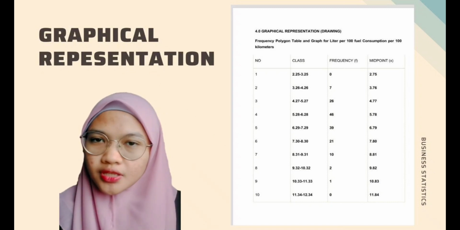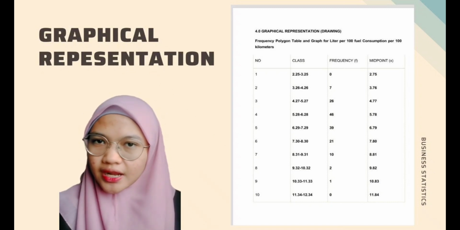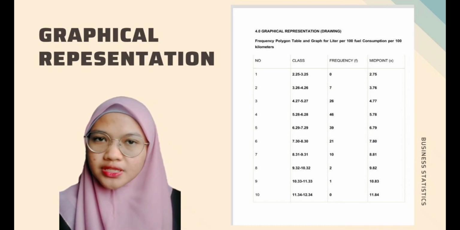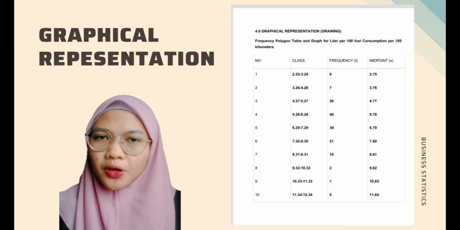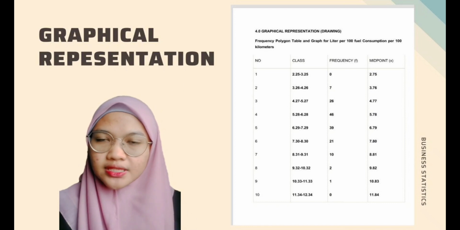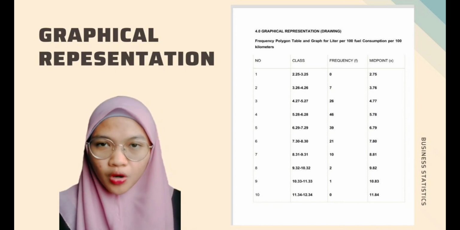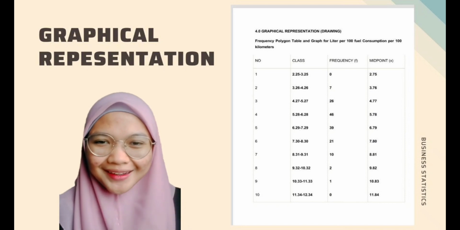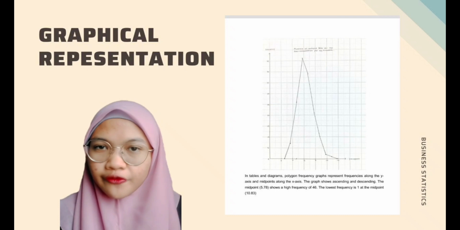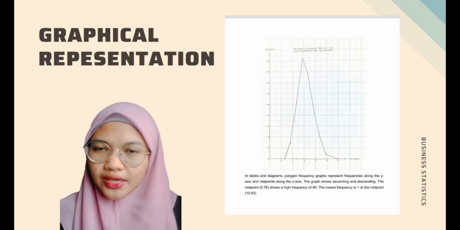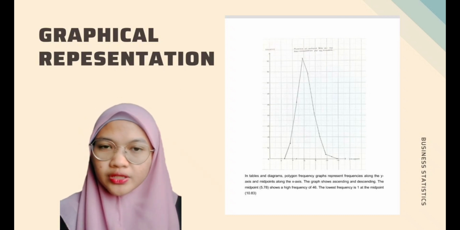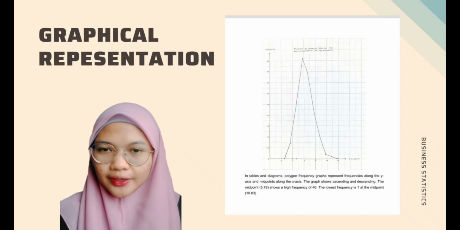So, I want to talk about the graphical representation that I worked on with Mr. Amirul. First of all, we do a frequency polygon based on the data that my friend calculated. A frequency polygon needs class, frequency and midpoint. As we can see, the highest frequency is 39, so we can look more at the graph that I drew by hand. The graph shows ascending and descending. The midpoint 5.78 shows the highest frequency of 46. The lowest frequency is 1 at the midpoint 10.38.